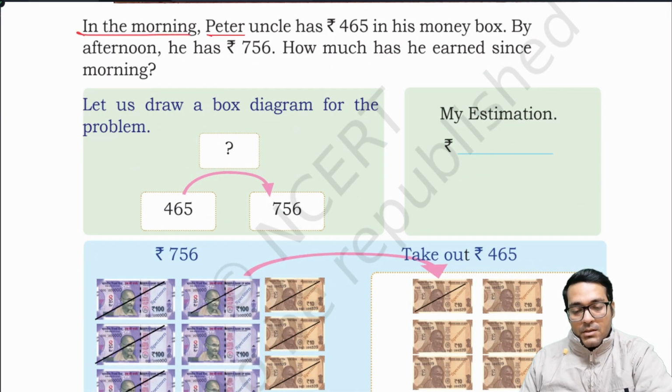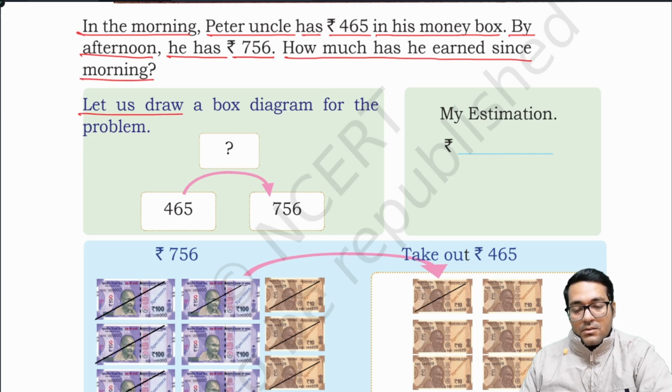In the morning, Peter uncle has rupees 465 in his money box. By afternoon, he has rupees 756. How much has he earned since morning? Let us draw a box diagram for the problem. You can see here written 465, here 756. My estimation. What you have to do? You have to subtract 465 from 756.